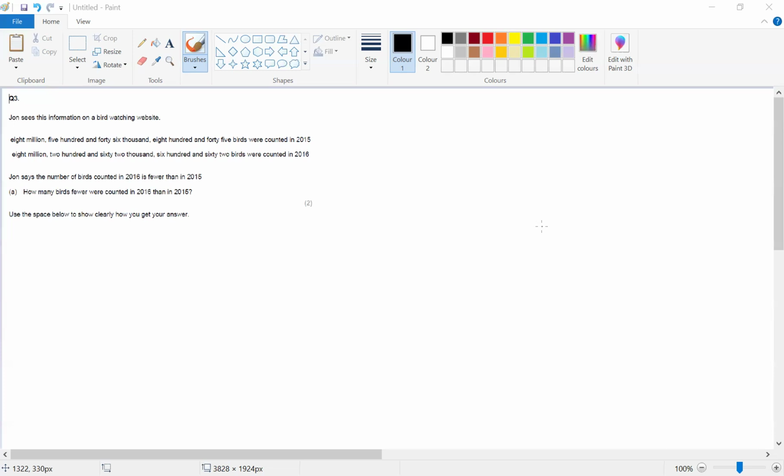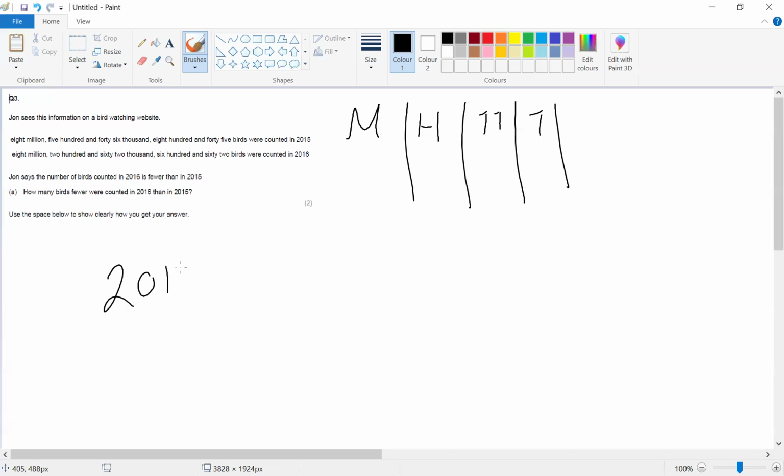So the first thing we need to do is turn these words into actual numbers. Now, some people can just write it out. Some people will need to write their place value, which would be millions, hundred thousands, ten thousands, thousands, etc. Now, the numbers that you should come out with for 2015 is 8,546,845. Now, you don't have to include commas. You can include commas if you want to.